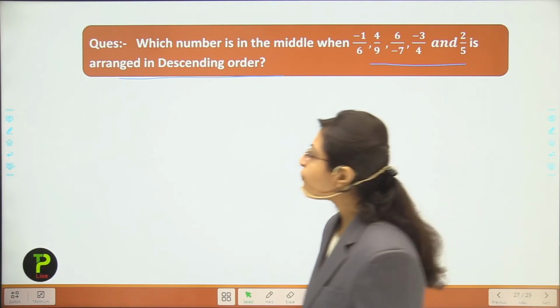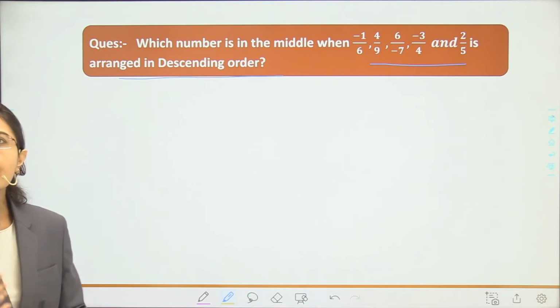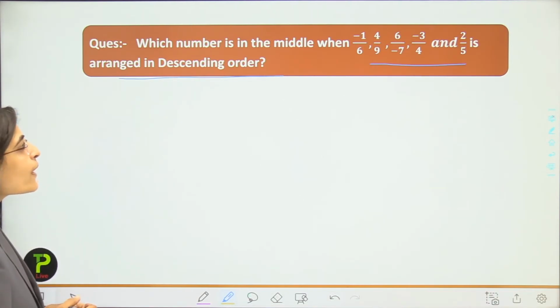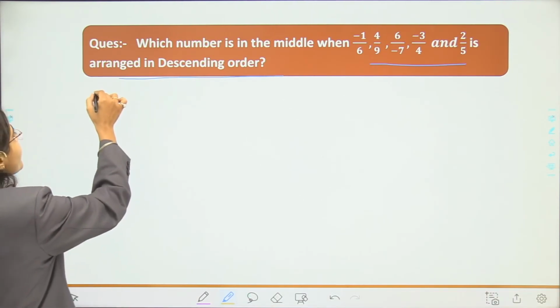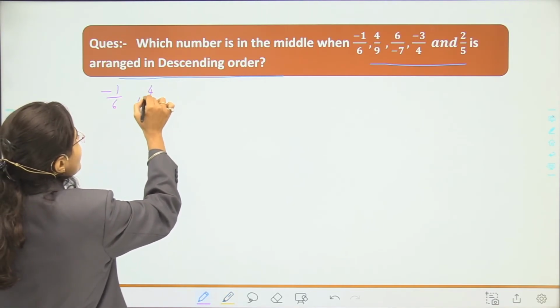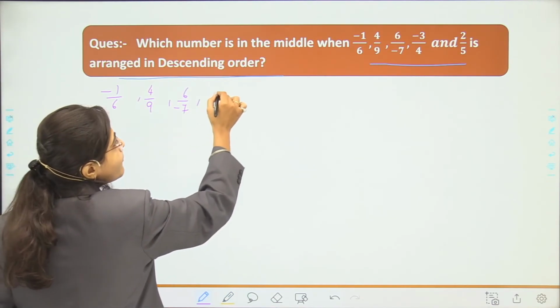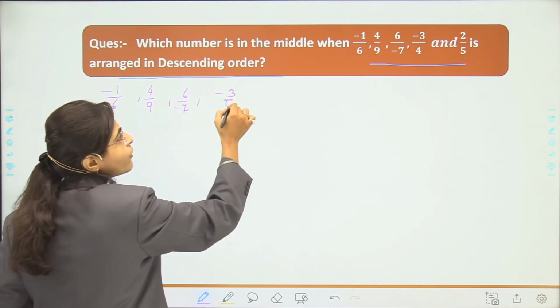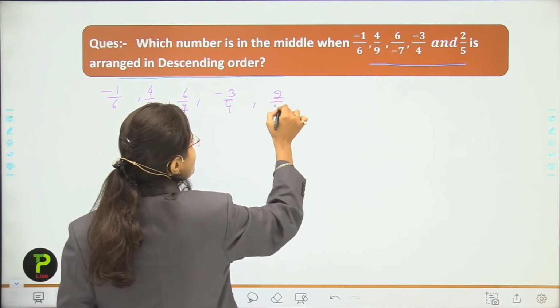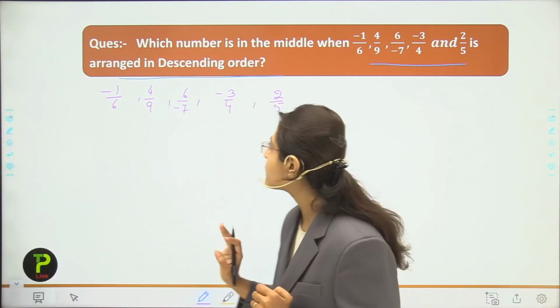What is our first step? What is the first step? Yes, to make the denominators positive. So here I am writing the numbers: minus 1 by 6, 4 by 9, 6 by minus 7, minus 3 by 4, and 2 by 5. Let us make the denominators positive first.